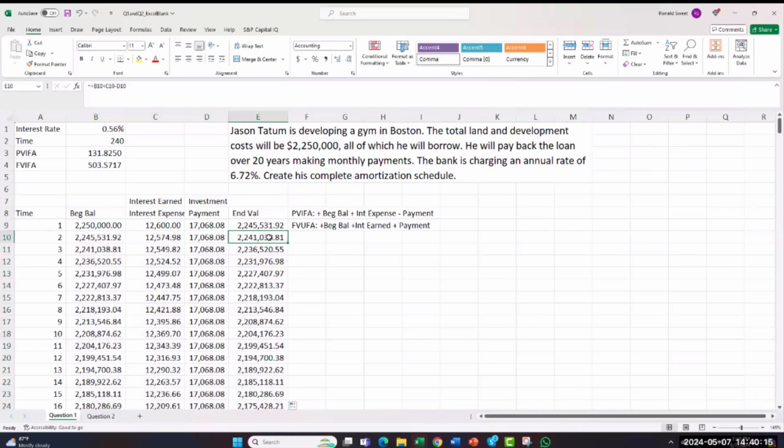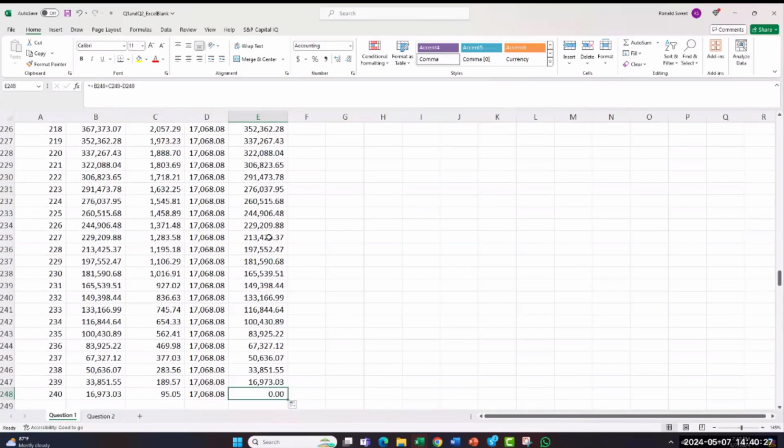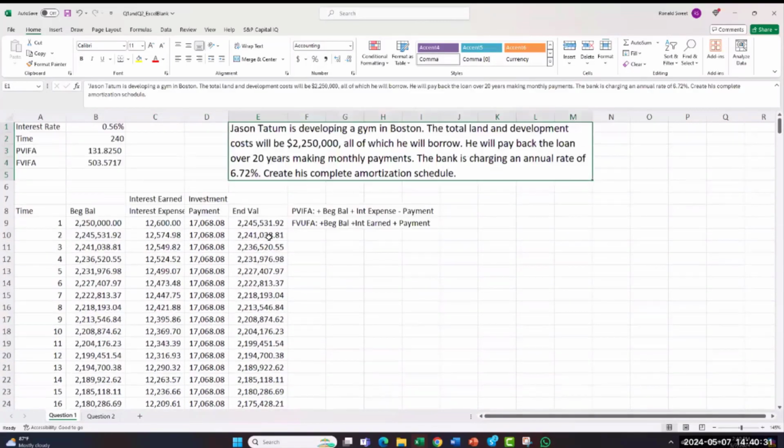And so what should your ending value be? Control down. What, anybody want to say? The total that we borrowed, or I mean zero. Yeah, it should be 0, right? So there, get 0. So Bill Gates says we did it right. And that's all you do.